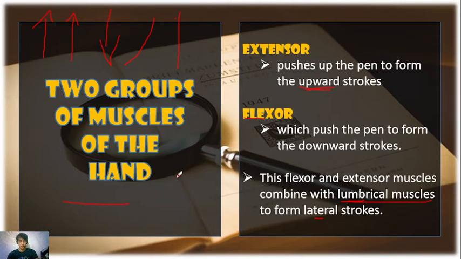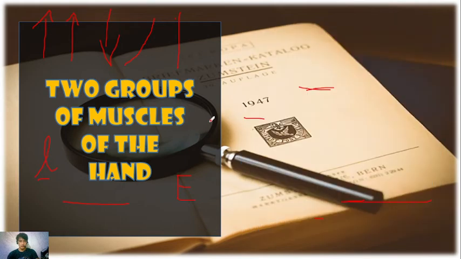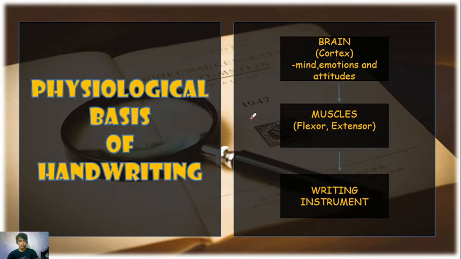Okay, so there is a downward stroke, and then a lateral stroke for us to create the letter E. Some other letters start with an upward stroke, especially in cursive writing, like the letter L. And with that, those are the muscles that are involved in writing.